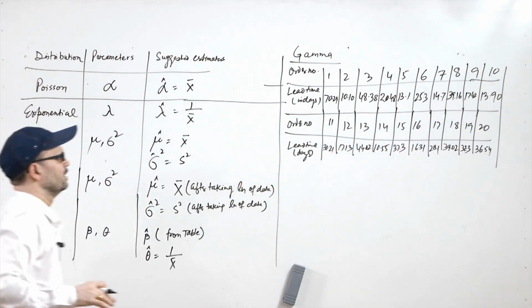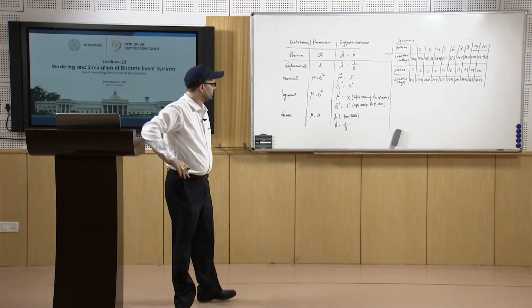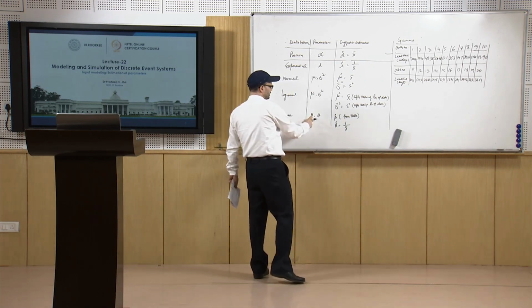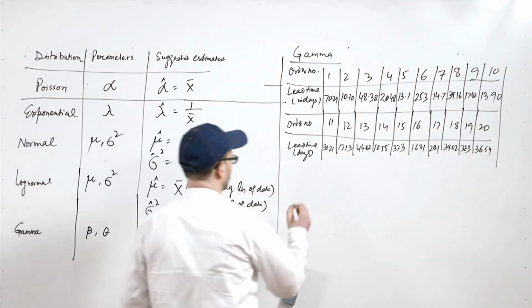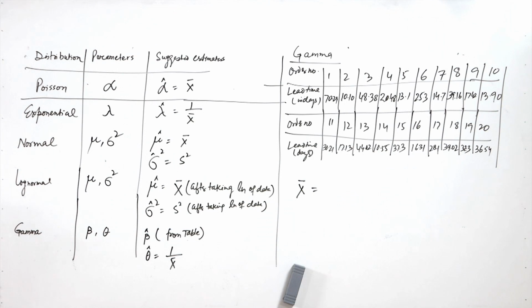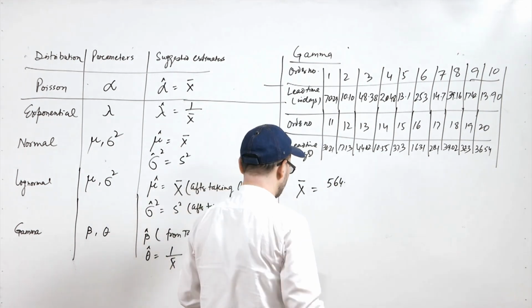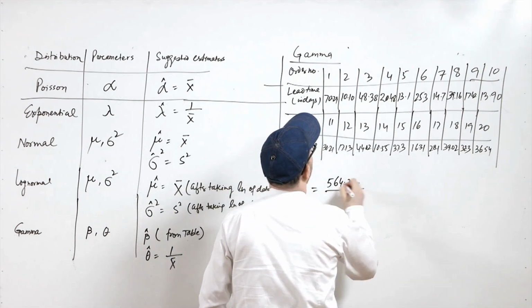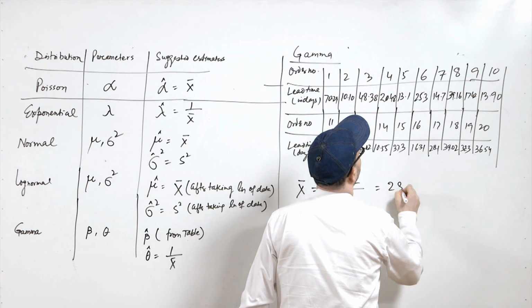Now, suppose you have these 20 data points, which are said to be gamma distributed, and you have to find the parameter estimators for beta and theta. For that, as we know, you get theta as 1 by x bar. From this data, x bar will be basically the summation of all of them divided by 20. The summation is coming as 564.32 or so, approximately, and then you divide it by 20.